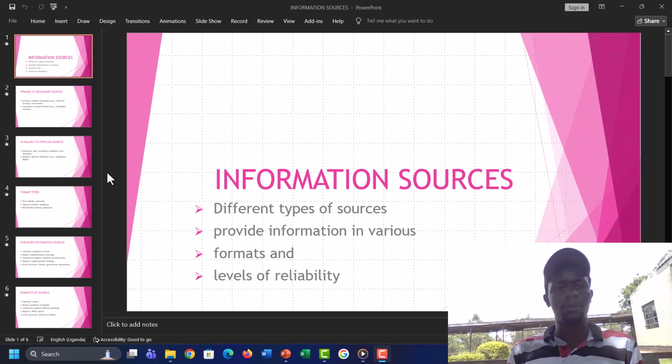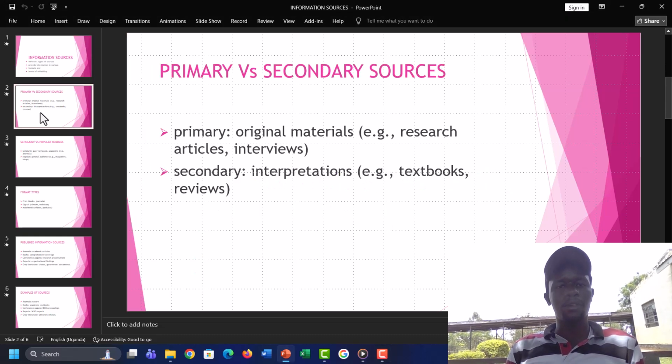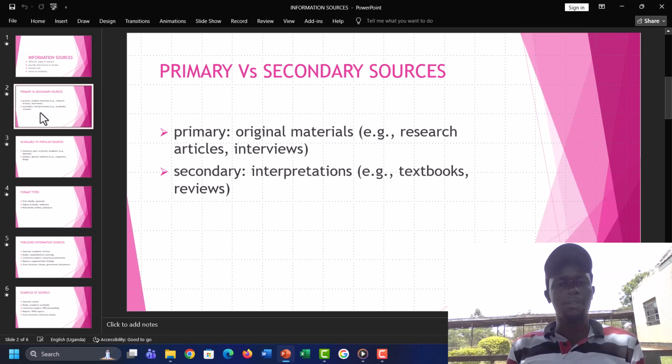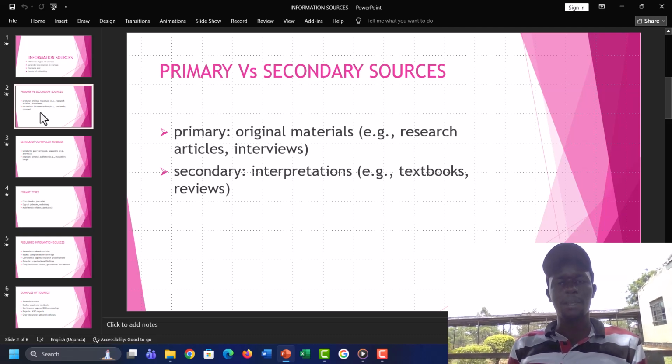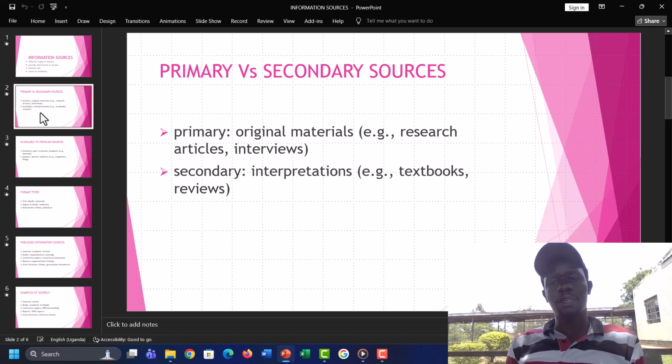So to start, we are going to look at the primary and secondary sources of information. What is primary information? This includes the original materials or documents that are used for research, for instance articles and interviews.